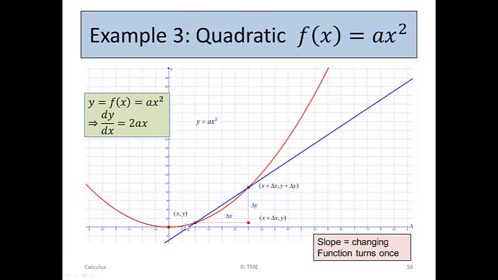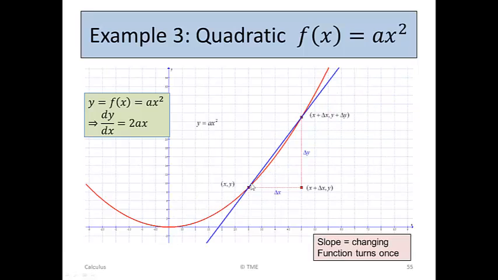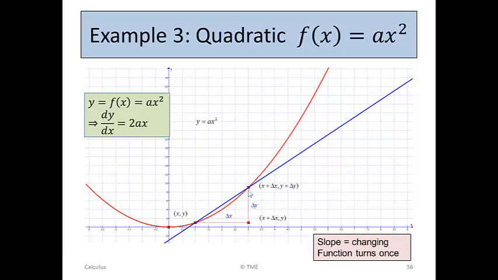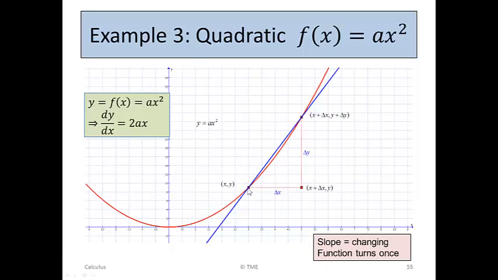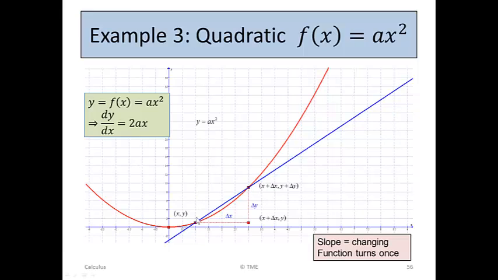There's an example of a different value of the slope as we move from one point to another. There's our original and moving to another. And we can see that as we change our x, y from here to here, the slope changes as we move. So the slope is changing and the function here will have one minimum point or one turning point.